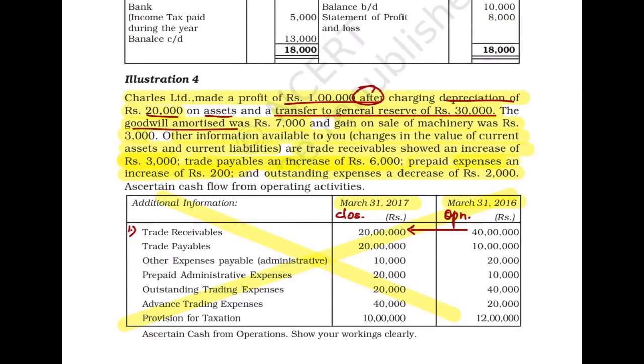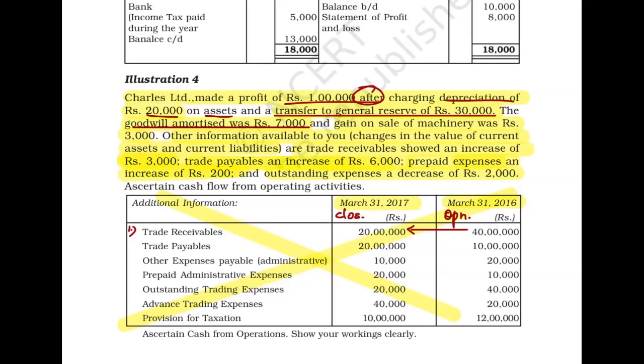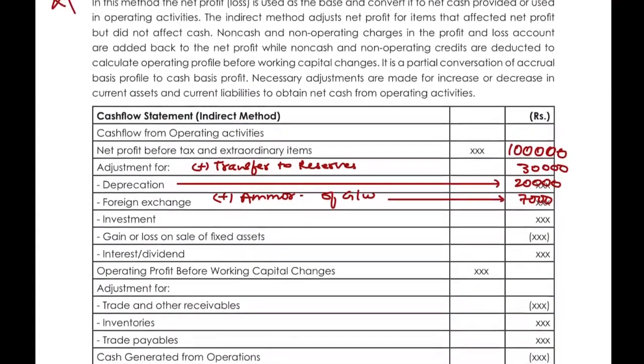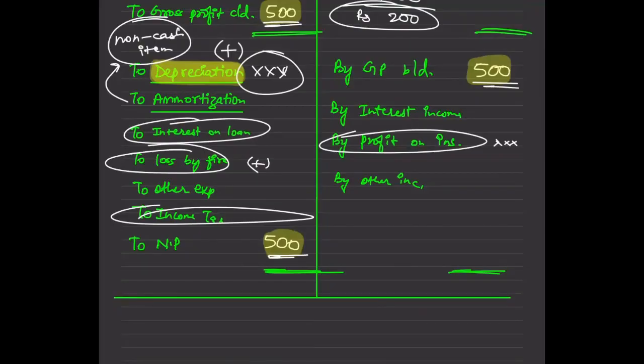Then we have goodwill amortized of rupees 7,000. So that is again a non-cash item. So you will add back amortization of goodwill, 7,000. Moving on, I have gain on sale of machinery, which is rupees 3,000. So there is a gain which is other head income. This will come under gain or loss from fixed assets. So 3,000 is not the operating income, but it is the investing income. So I will subtract it from my operating profit.